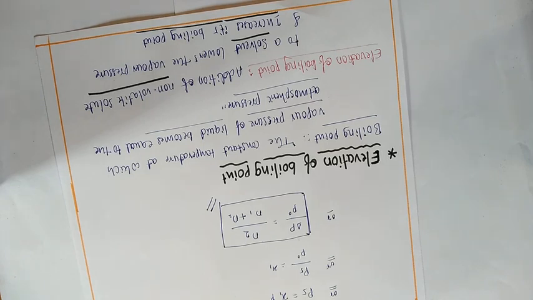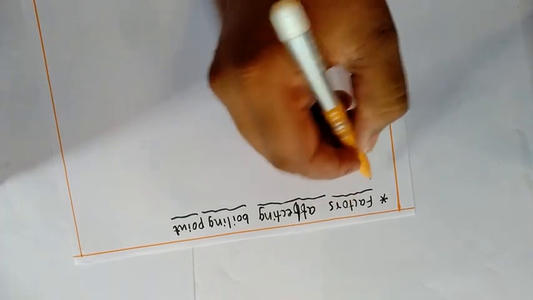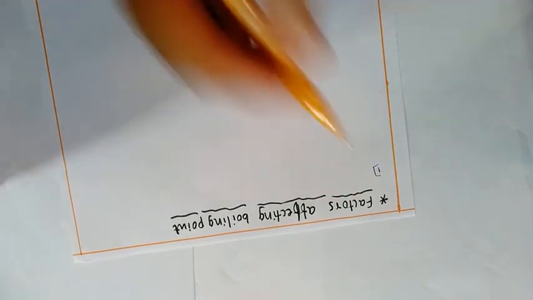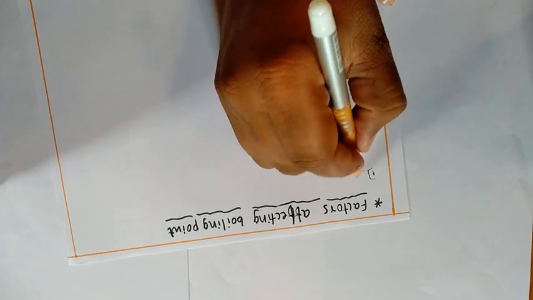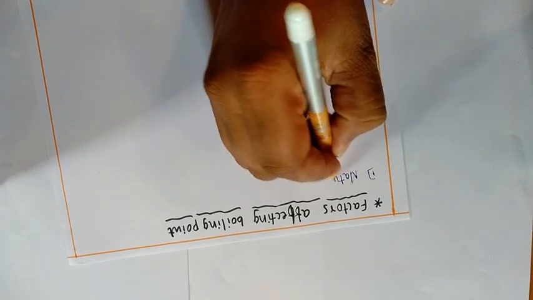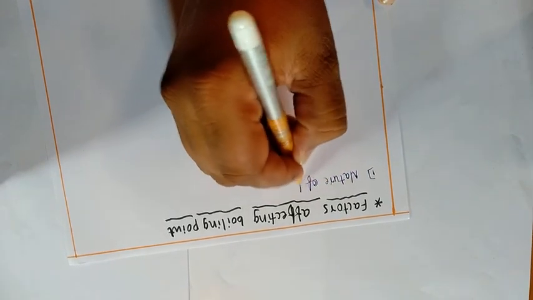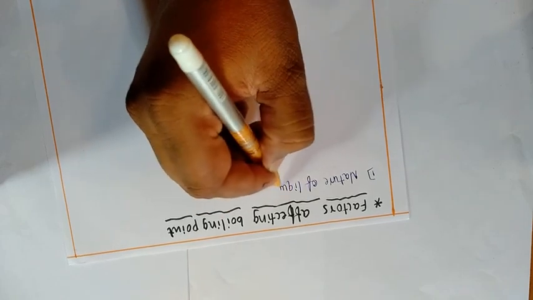So here, there are two factors which affect the boiling point. One is nature of a liquid, another one is atmospheric pressure. Okay, students. Factors affecting a boiling point. The first factor which affects the boiling point is nature of liquid.